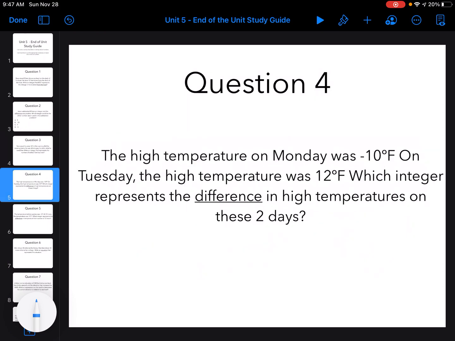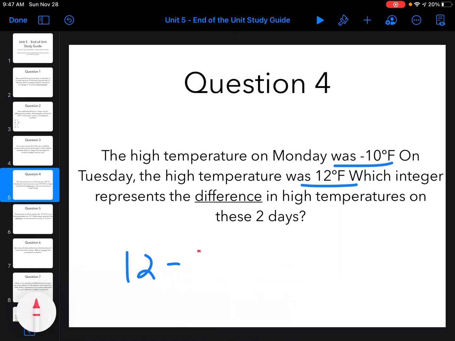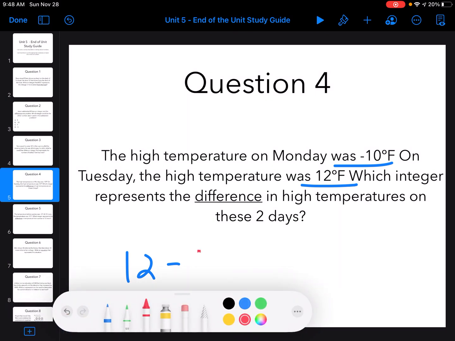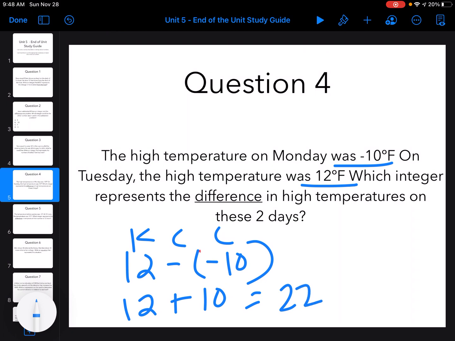So 45. The high temperature on Monday was negative 10. On Tuesday, the high temperature was 12. Which integer represents the difference in the two temperatures? So 12 minus negative 10. So keep, change. 12 plus 10 equals 22 degrees Fahrenheit.